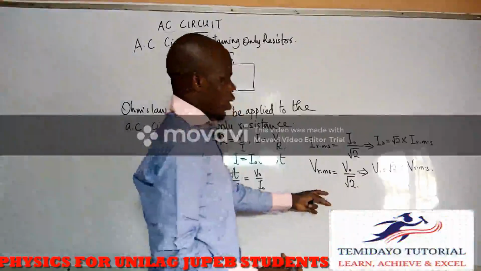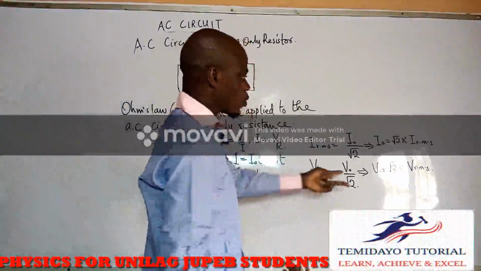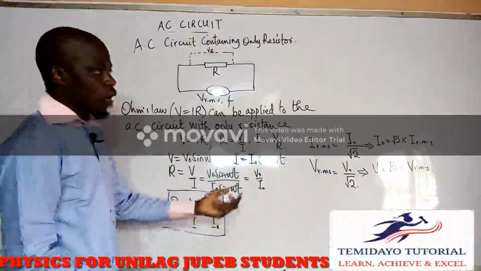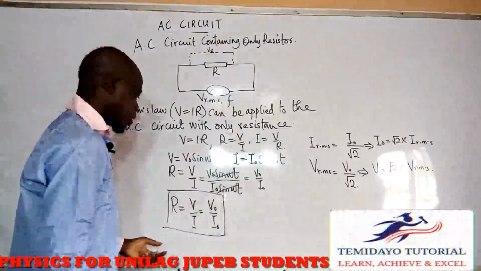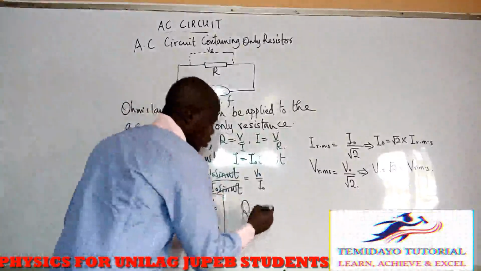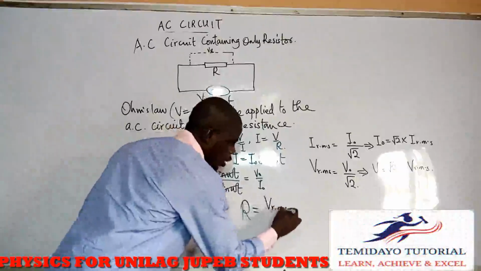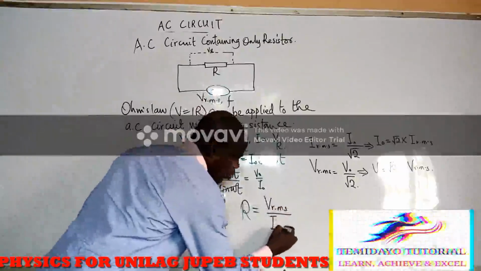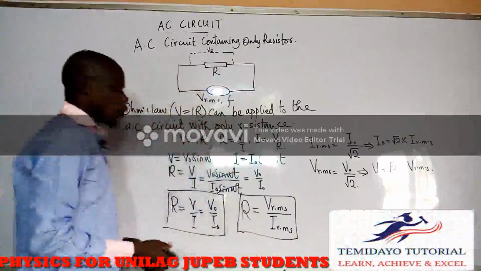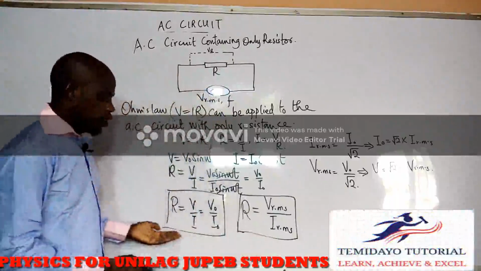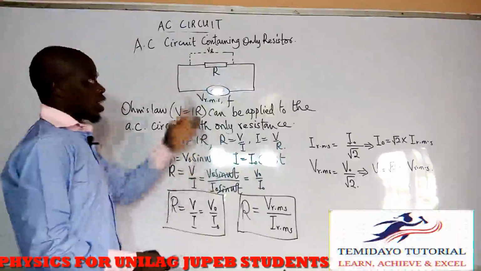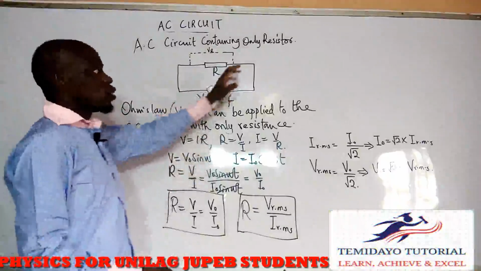So from there we can as well substitute this into our resistor, and in so doing, what are we going to get? We are going to establish the fact that R is also equal to our V root mean square over I root mean square. So when you are having an AC circuit that consists of only a resistor, ensure you understand what these formulas are all about, because we are going to make use of them when you are solving your questions. And that is for an AC circuit containing only a resistor.